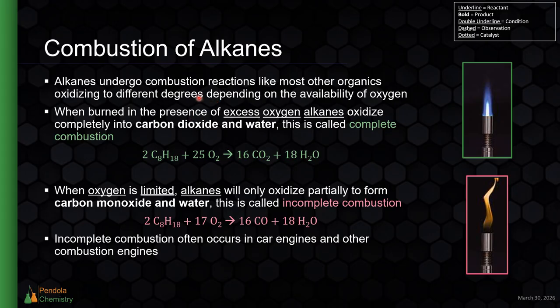But they can do it to different degrees. So what we have learned so far, up to now, is what we call a complete combustion. A complete combustion is going to happen when an alkane, like C8H18, reacts with excess oxygen. The oxygen acts like an oxidizing agent, oxidizes the alkane, and the products are going to be carbon dioxide and water. That is what is called a complete combustion.